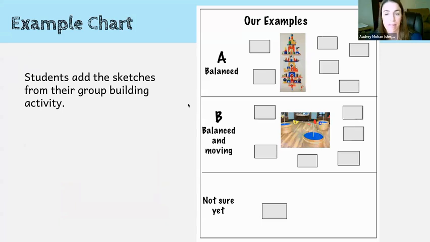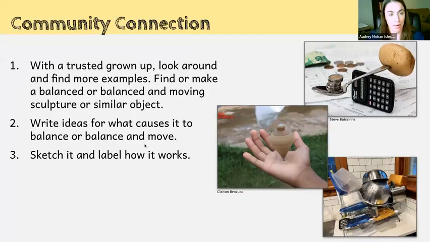Those little gray squares on this example chart are the student sketches of their sculptures, and they get to place their sculpture, whether it's just a balanced and not moving sculpture or a balanced and moving sculpture, onto the chart. So we're building out all of our examples of these balanced art things that we're noticing. And from there, we want to gather other examples. We want to broaden out beyond just art.